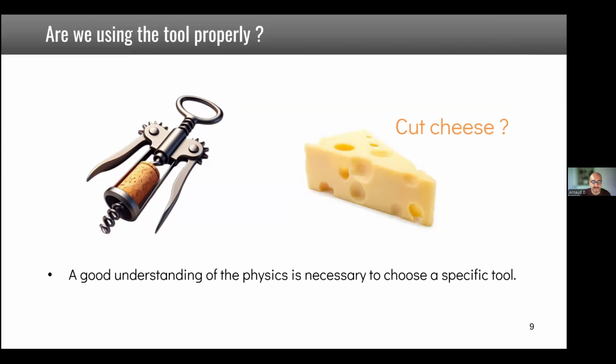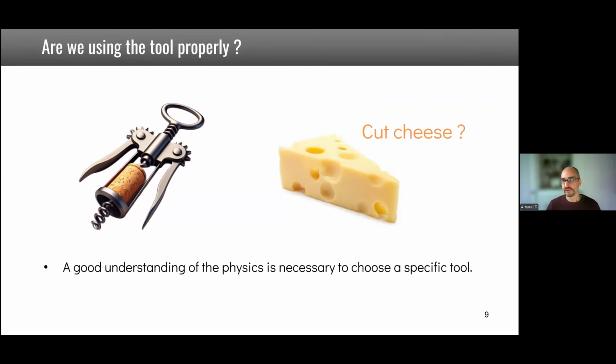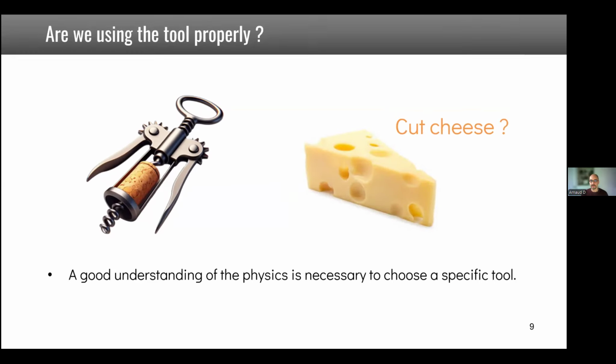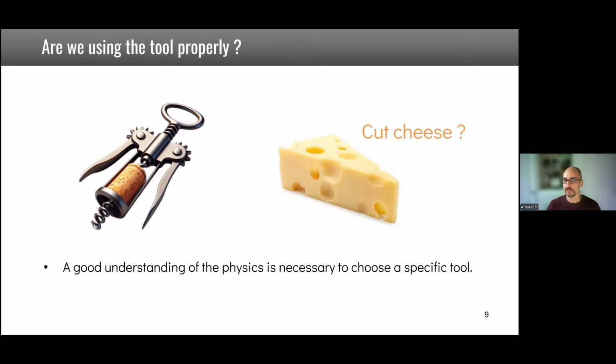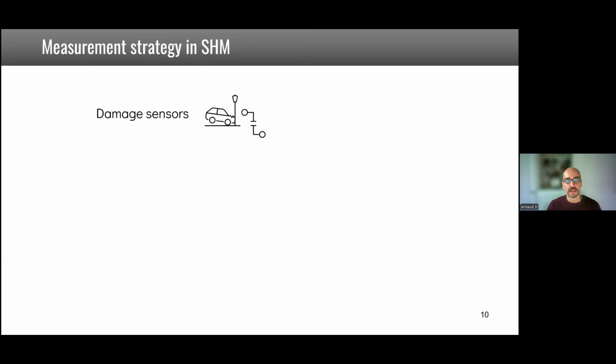You might as well use the Swiss knife. So it means that you need to have a good understanding of the physics of what's going on if you want to use the specific tool like the cork driver. If you're using a tool that is specific but you don't understand the physics correctly, it's just not going to work. And so for a generic tool, it is less of a problem because you don't really need to understand so much of the physics, okay?